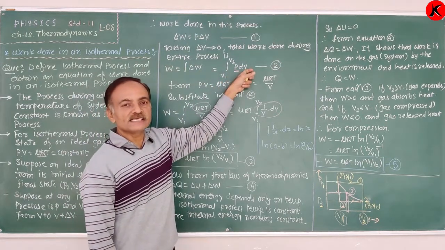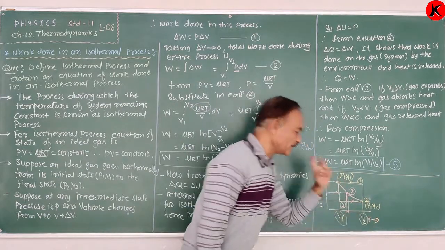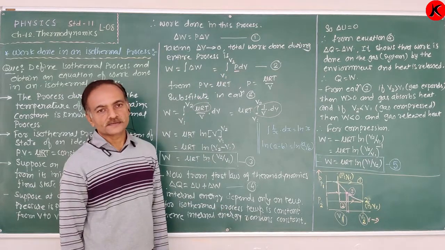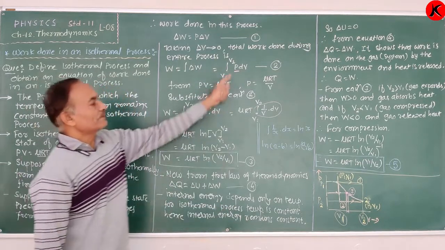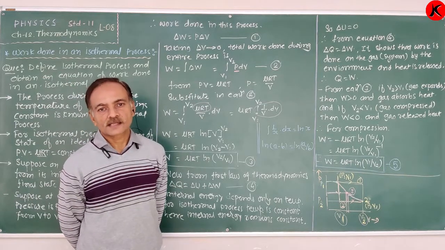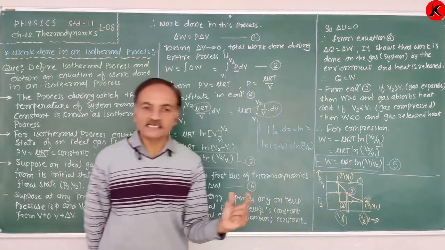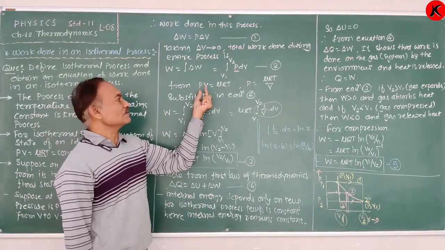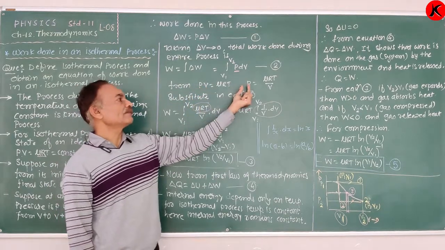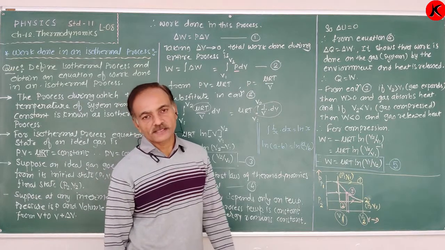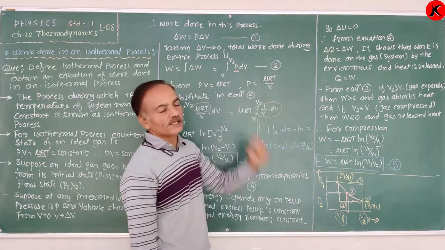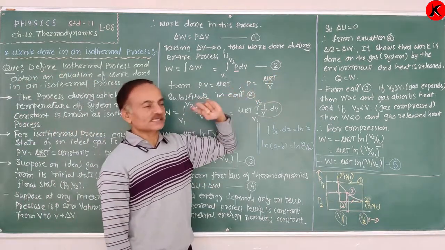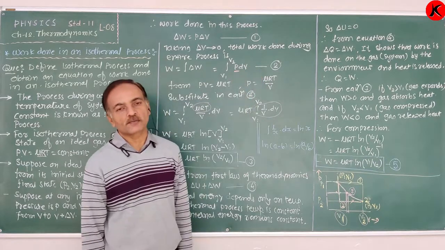Here only the volume changes from the initial value V1 to the final value V2. Therefore, the limit of this integration is V1 to V2. Here P is not constant, but for an intermediate state we consider P almost constant. P depends on the equation of state. PV is equal to mu RT, therefore P is equal to mu RT upon V. That depends on T and the volume of the system. But for an isothermal process, T is constant, so P is inversely proportional to the volume.